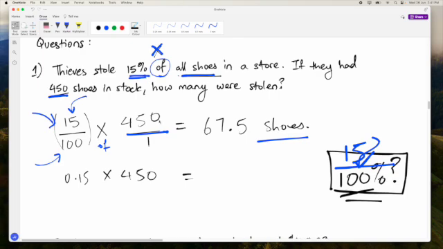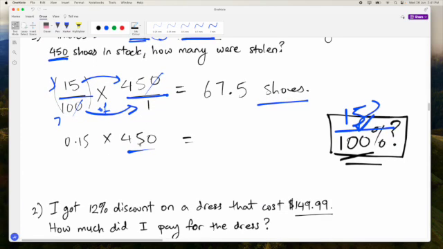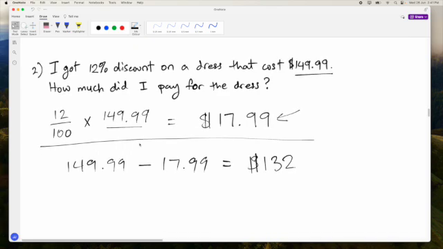Of course, there are many ways to do this. You can cross cancel over here and then just multiply your numerators and denominators. What I chose to do via the calculator was to just divide the 15 by 100 to give you 0.15, then multiply that by 450 with your calculator, of course. So there are many ways that you could just multiply numerators and denominators and then do the divide. So there are many ways to go about it.